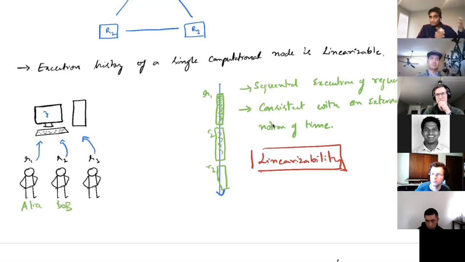So if your machine is sequentially consistent or is linearizable, then physically you may have concurrency. In practice, you may have concurrency. But conceptually, the execution should look as if multiple requests or multiple transactions have executed sequentially, consistent with the total global ordering, consistent with the external ordering. Does it make sense?